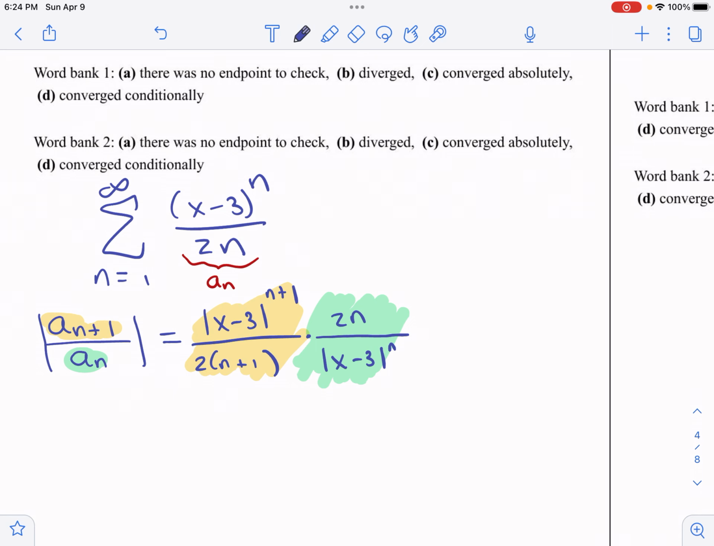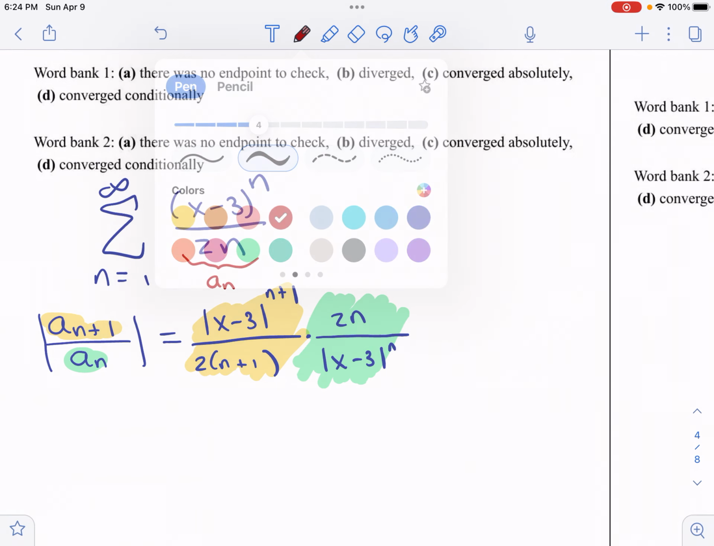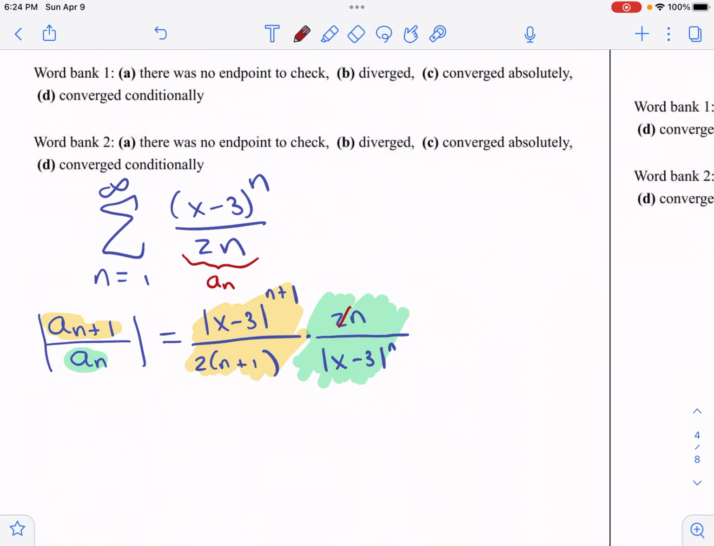Now some canceling can happen here. Let's see what happens. So this 2 can cancel with that 2. I have n copies of that, and I have one more copy of it here. So I'll leave behind one absolute value of x minus 3. So all cleaned up, I have an absolute value of x minus 3 times an n over an n plus 1.